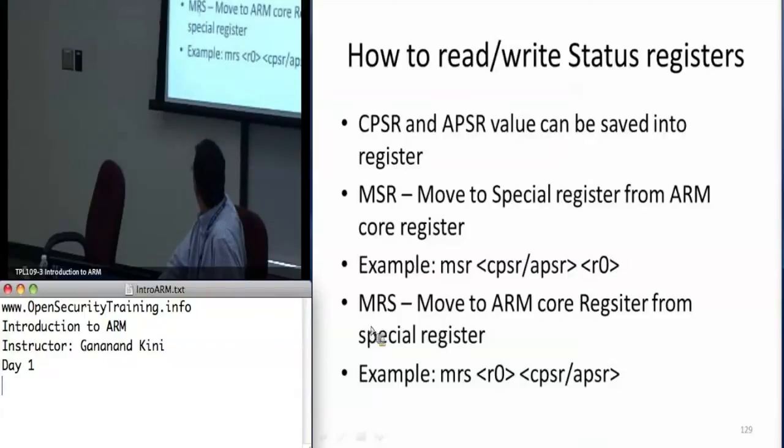And similarly, MRS is the other way around, where you want to take a value in the special register and save it to a core register. And so the way you'd use it is MSR CPSR, and then the register, or MRS R0, and then the CPSR. So this is also confusing. If you remember, I'd said the destination always comes first. So here, if you notice, the two have been switched, even though you're only operating on that CPSR. So it gets a little confusing.